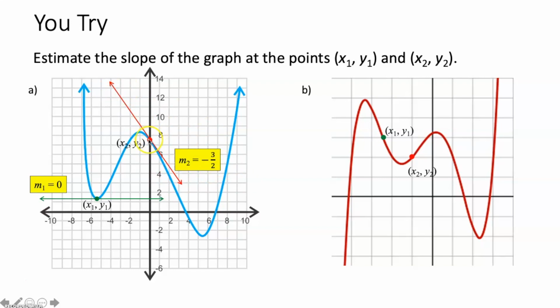Slope of the function at this particular point, the derivative of the function at this particular point, the instantaneous rate of change at this particular point.